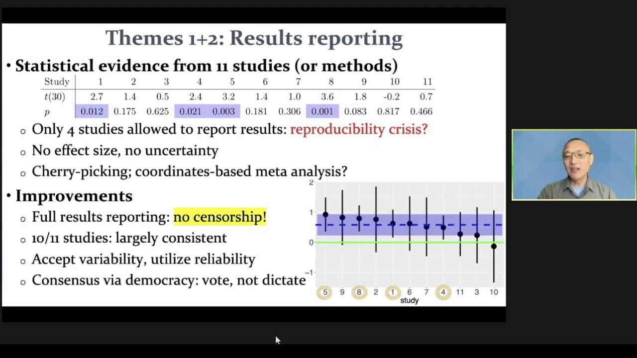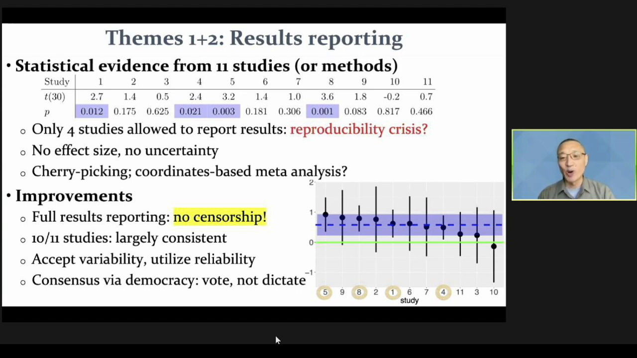Among those 11, clearly 10 of them have an average value greater than 0. So they're largely consistent with our original research hypothesis. More importantly, we can reach some agreement among those 11 studies or results, or we apply some democratic process.